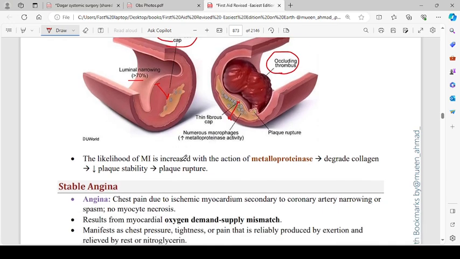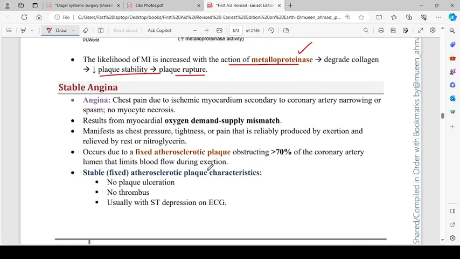So the likelihood of myocardial infarction is increased with the action of metalloproteinases. These are the collagen digesting enzymes which can be present in the plaque, and they can cause the damage or rupture of the fibrous cap. They degrade the collagen and decrease the plaque stability, and that can lead to plaque rupture.